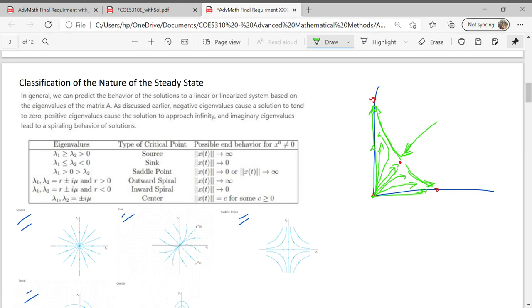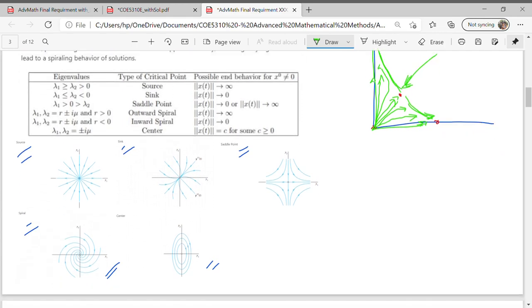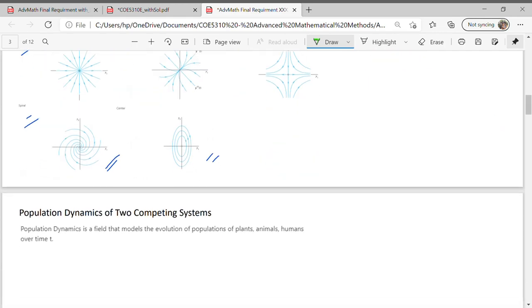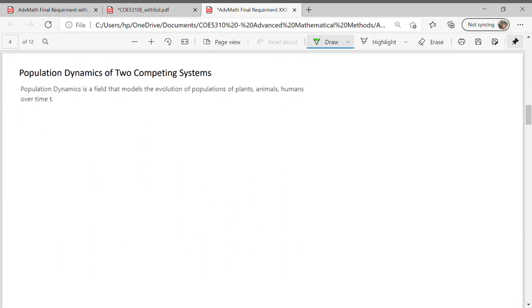So I think we're done with this example. For the last part, population dynamics of two competing systems. The definition of this is a field that models the evolution of populations of plants, animals, humans over time.